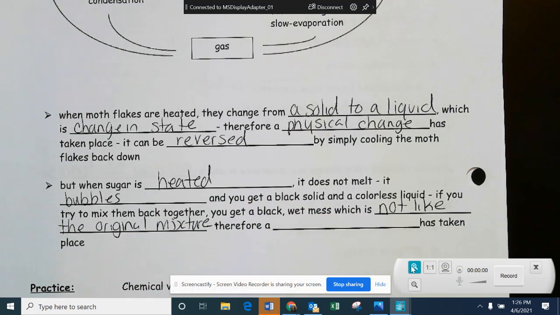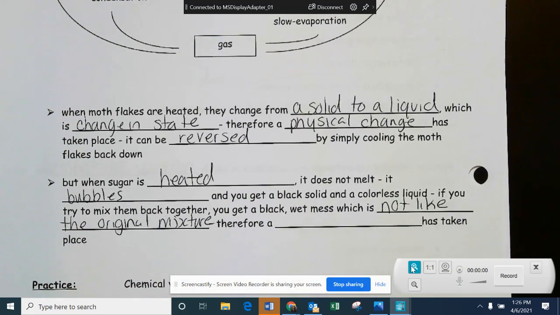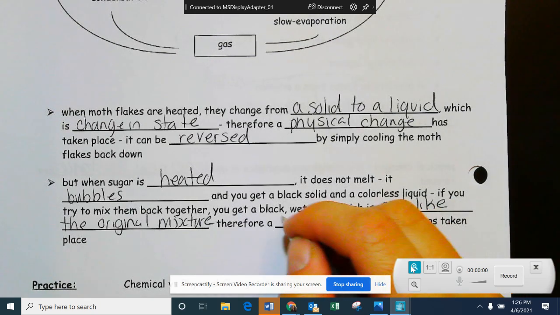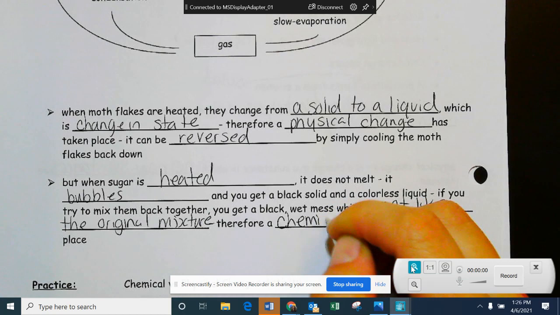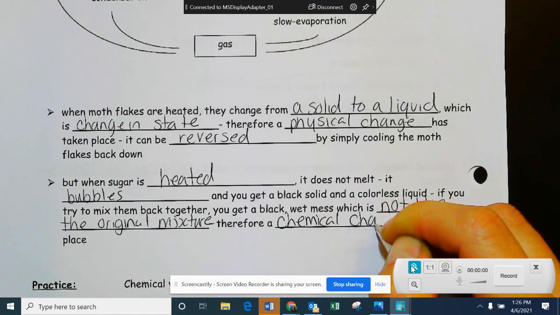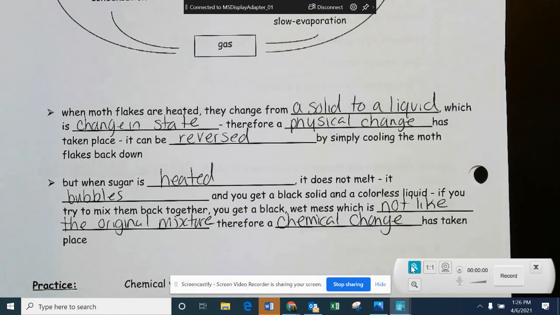So therefore, because you can't reverse it just by changing the temperature, a chemical change has taken place. So basically, it's just really important to understand that chemical and physical changes are different things. Chemical changes are the rearranging of atoms, and the rest of this unit is really going to be based on that. We're going to be talking about chemical, not physical changes.